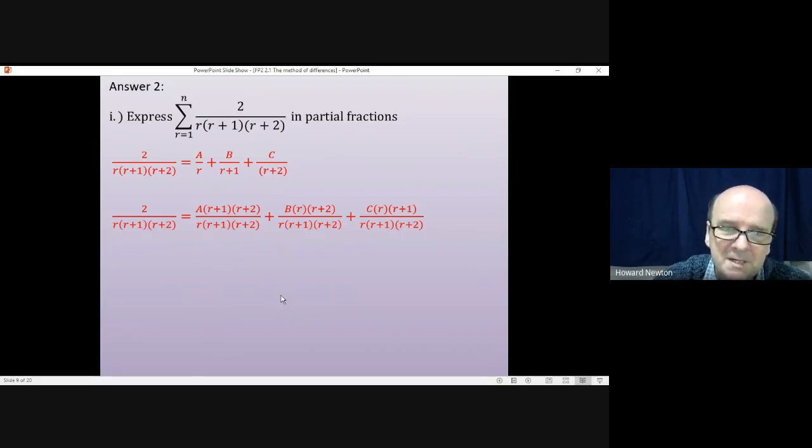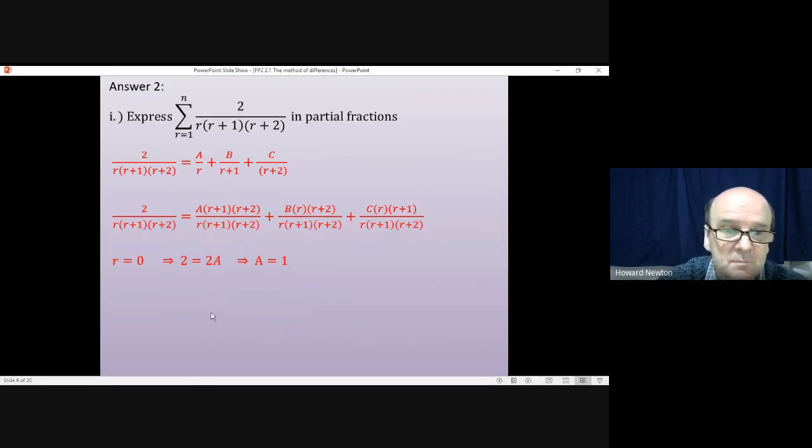Now, rather than equating coefficients like we did in the first example, there is an easier way for this question, which is to consider specific values of r, which will simplify the numerators. If we let r equal 0, for instance, this term vanishes with the b in it, and this term vanishes with the c in it. On the left-hand side, we've still got 2, since r equals 0 makes no difference. On the right-hand side, the only term we have is the first one, where we'll have 1 times 2 times a. So 2 must equal 2a, and a must equal 1.